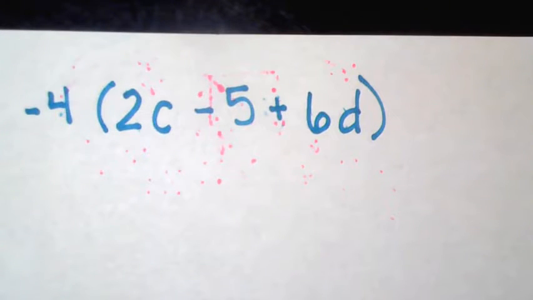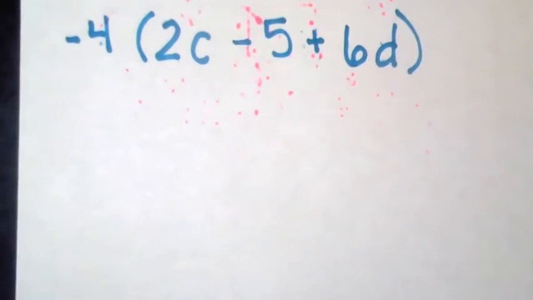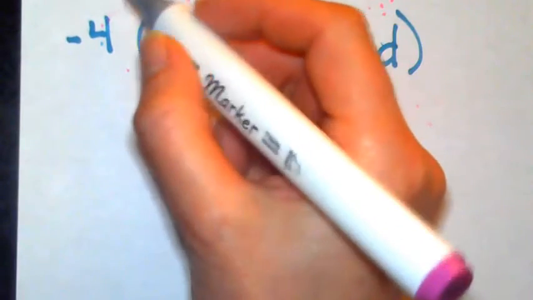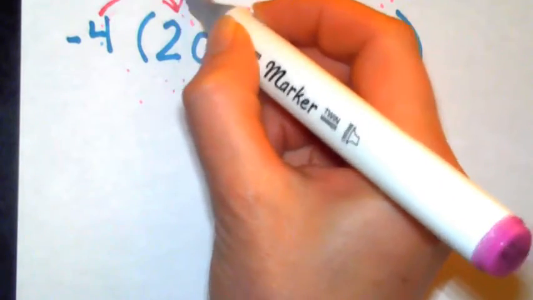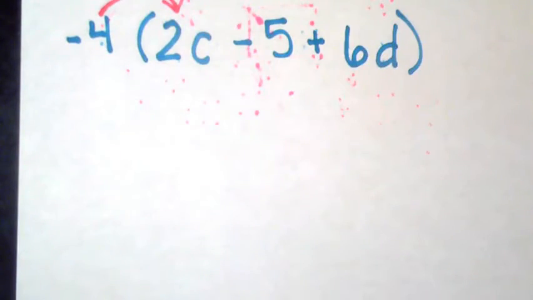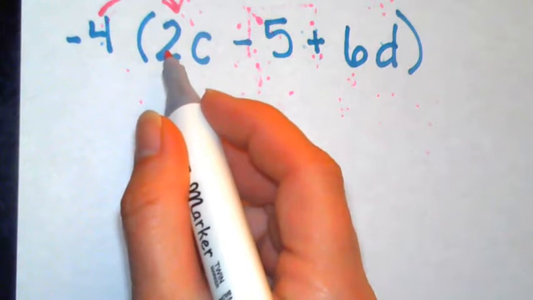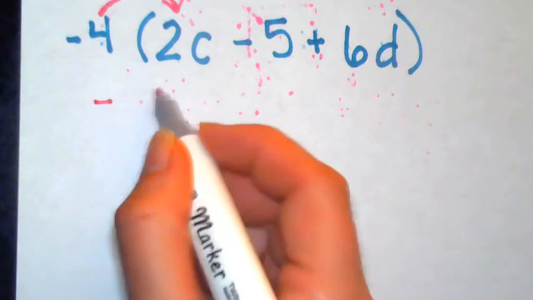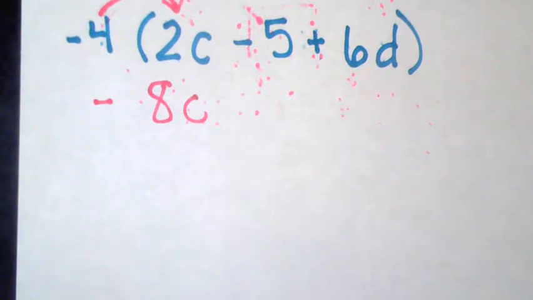-4 times the quantity of 2c minus 5 plus 6d. Okay, same idea. I've got a negative outside here. That just means that I'm going to have to multiply everything here. Okay, -4 times positive 2c. Well, -4 times 2, a negative times a positive, the signs are opposite. That means that my product is negative, and it's -8c.